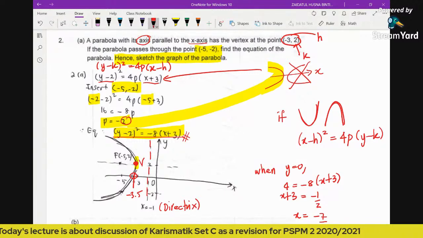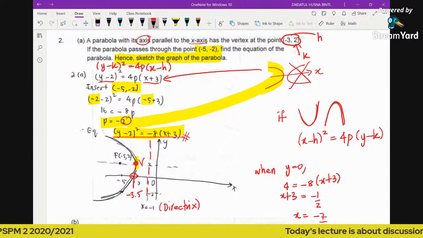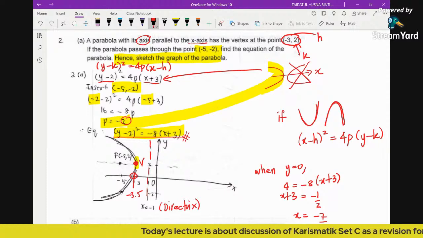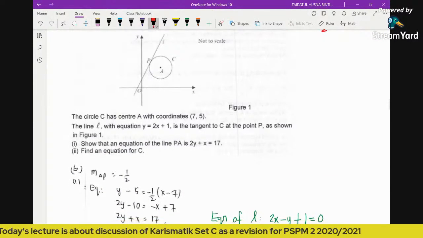Whenever you have an intercept, please do label it, because for graph sketching there will usually be 3 marks. In order for you to get the third mark, you have to show the intercepts clearly. All right, so now next, this is a question about circle.